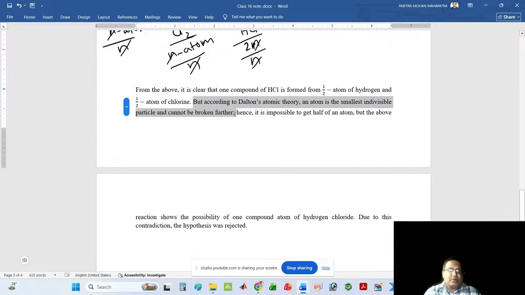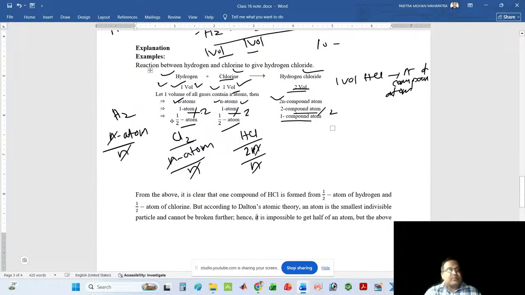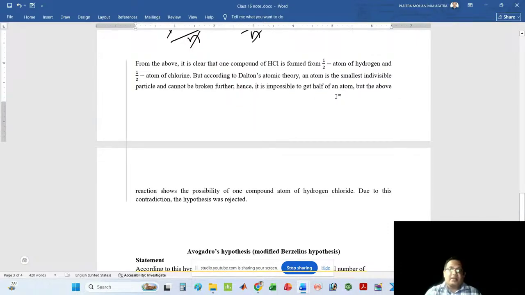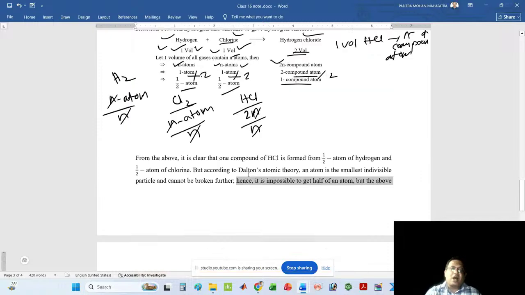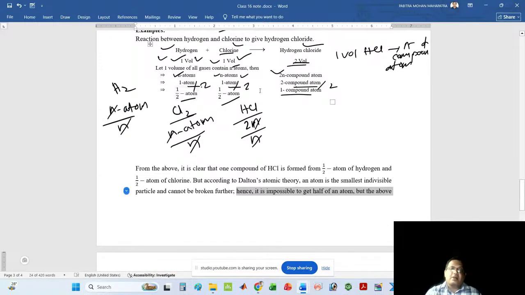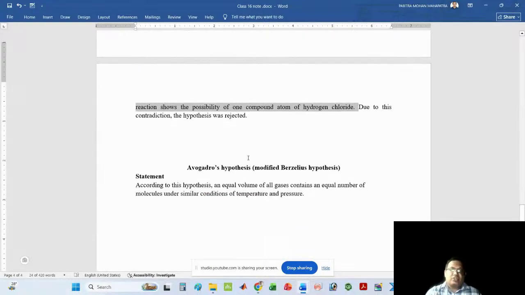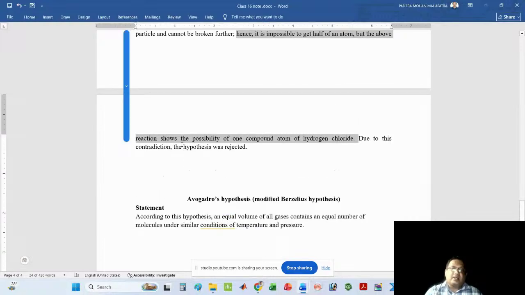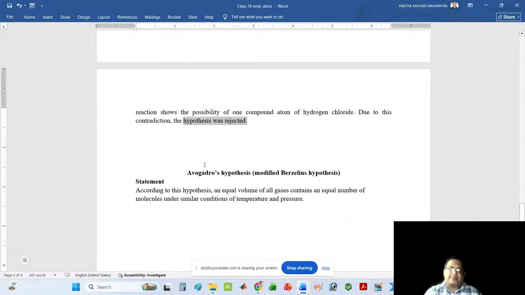That means it cannot be broken. But here Bernoulli explained that the atom is broken. You can take half atom. So here I will again read: hence, it is impossible to get half atom, but the above reaction shows the possibility of one compound atom of hydrogen by using half atom of hydrogen and half atom of chlorine. They conflict with each other. There is a contradiction on this concept. Bernoulli's hypothesis goes against Dalton's atomic theory. So this hypothesis is rejected.